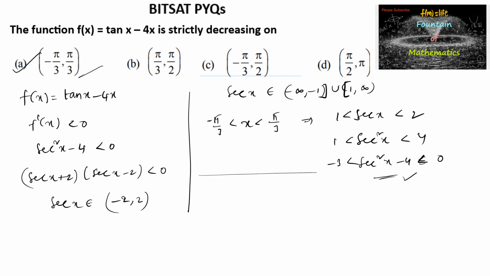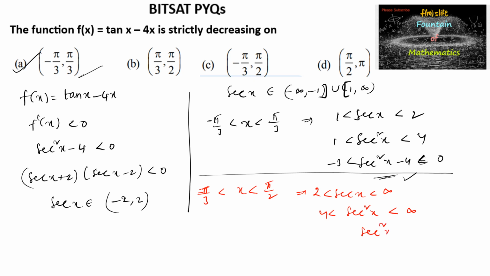Or we can check option B, for x lies between pi by 3 and pi by 2, cos 90 is 0, it is not defined. So secant x lies between 2 and infinity, and secant square x lies between 4 and infinity, and secant square x minus 4 lies between 0 and infinity, which is positive. So we cannot go with option B. Similarly option C and option D can be tried. So option A is the answer anyhow.